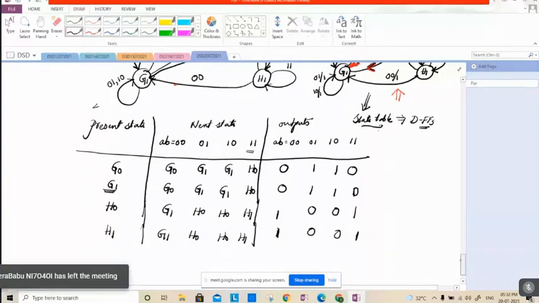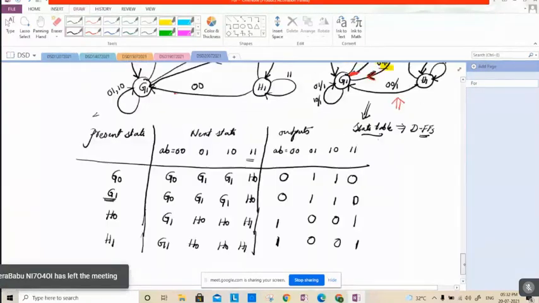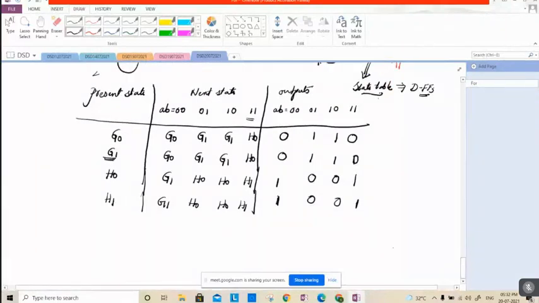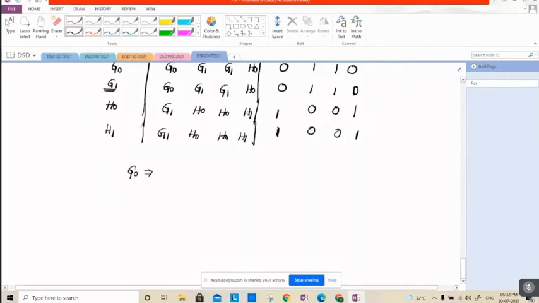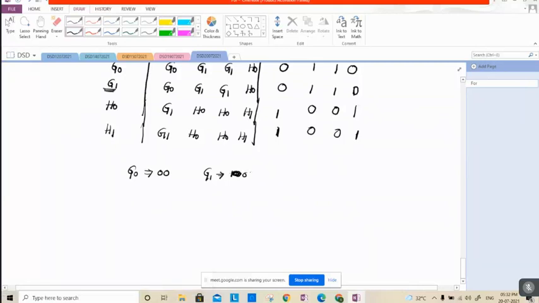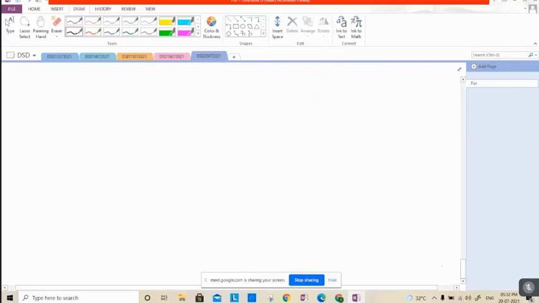Now what I have asked you is to design this at the circuit level. For which you will be assigning G0 as 0 0, G1 to be considered as 0 1, H0 as 1 0, and H1 as 1 1.